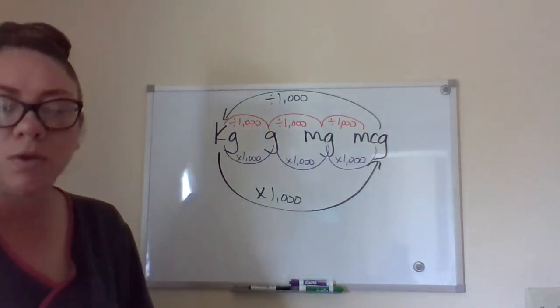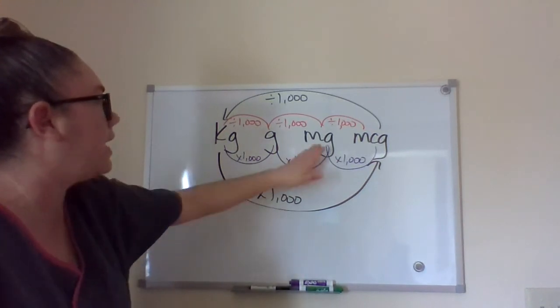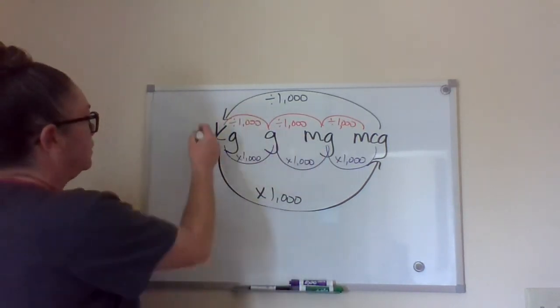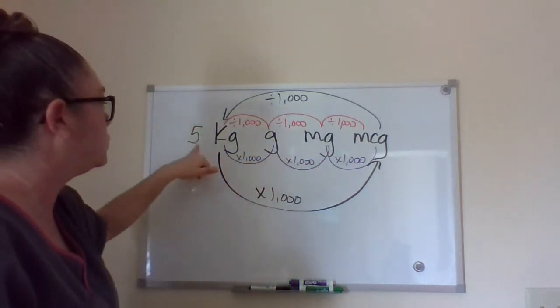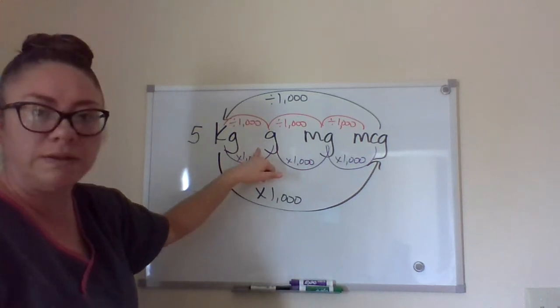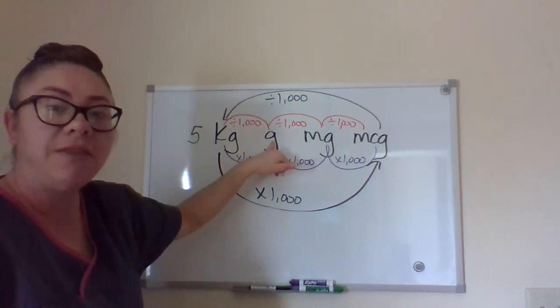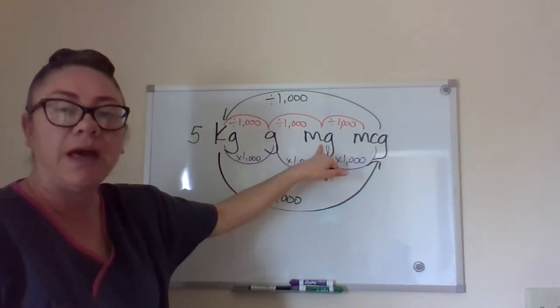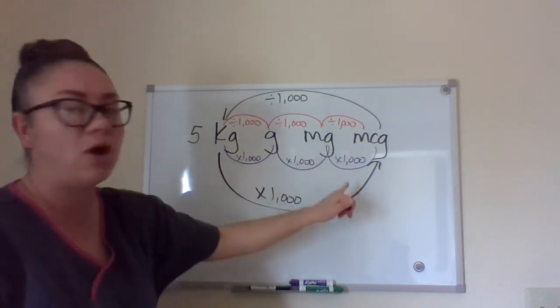So what that means is if I'm going from kilograms to milligrams, if I want to convert 5 kilograms to milligrams, I'm going to multiply 5 by 1,000 once. That gives me my answer in grams. I'm going to take that number and multiply by 1,000 again, and that is my answer in milligrams. So it happens each step along the way.